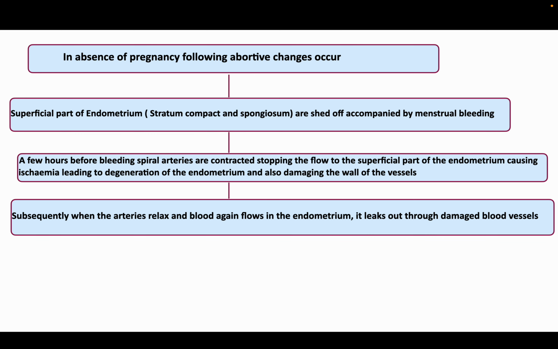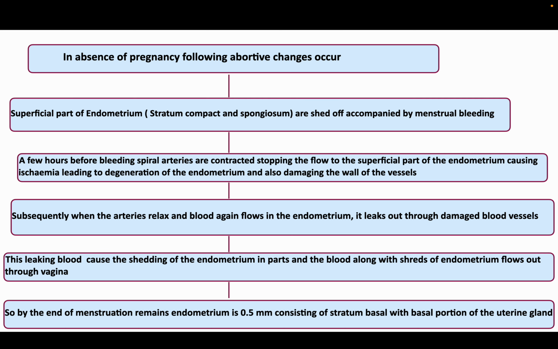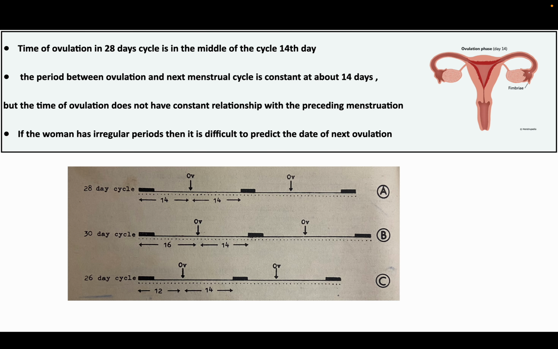Now, what is next? Subsequently, when the arteries relax, the blood again flows into the endometrium. It leaks out through the damaged blood vessels. This leaking blood causes the shedding of the endometrium in parts, and the blood along with the shreds of the endometrium flows out through the vagina. So by the end of menstruation, the endometrium is 0.5 millimeter, consisting of stratum basale with the basal portion of the uterine glands. So this is the fate.